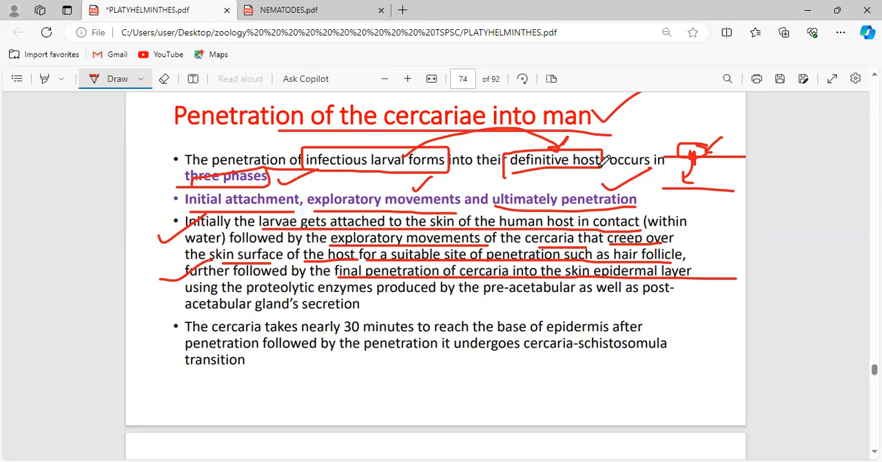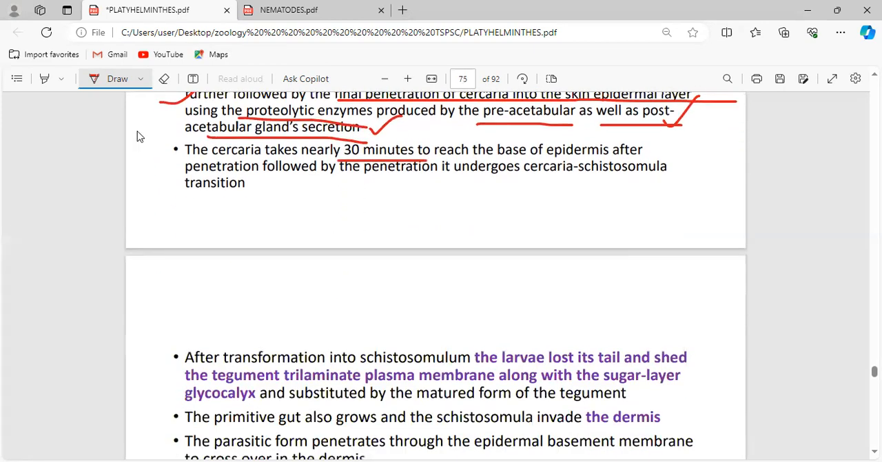And how do they enter the body of the host? By proteolytic enzymes produced by the pre-acetabular as well as the post-acetabular gland secretions. For this penetration, the secretion is very important. And what is the gland? The name of the gland that secretes this is the acetabular glands, particularly the pre- and post-acetabular glands. It takes nearly 30 minutes.